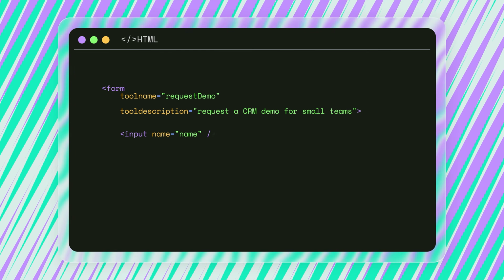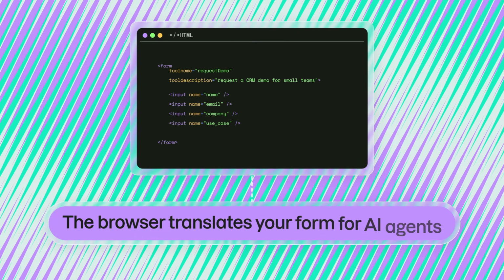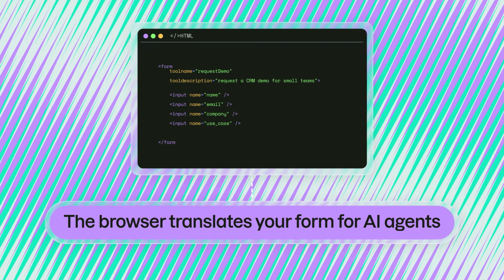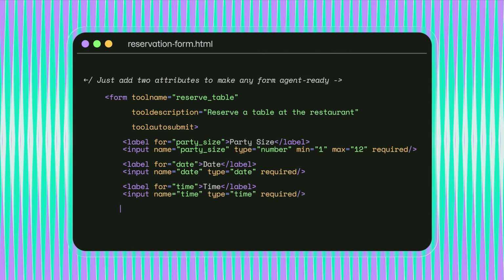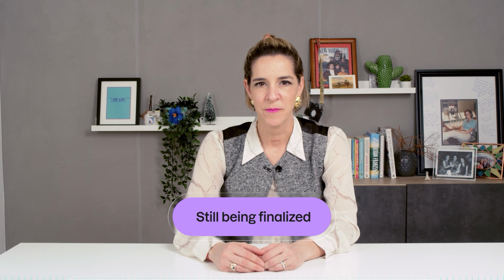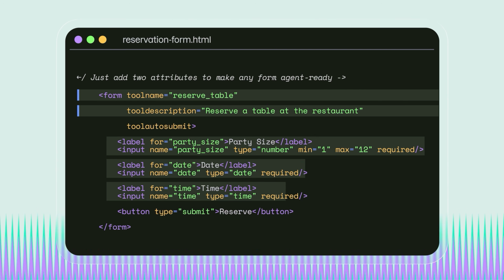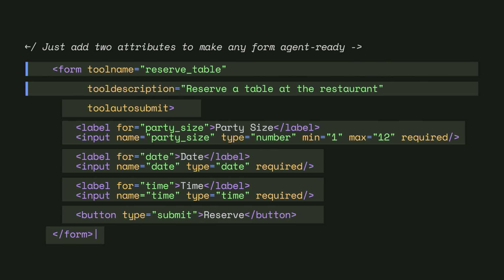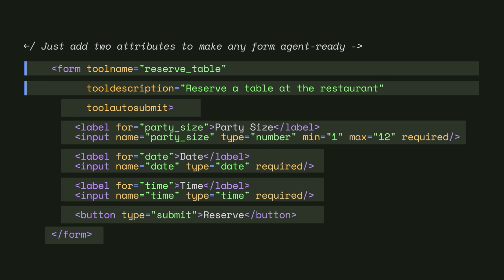In practice, you add 2 attributes to an existing HTML form, a tool name and a short description of what the form does. The browser reads your form fields and translates them into a format that agents can use directly. That demo form example from earlier, that's what this looks like in practice. You're not building anything new, you're just adding labels to forms you already have so agents know what they're for. This part of the spec is still being finalized, but the core idea is simple. If your forms are clean and clearly labeled, agents will be able to use them without a major rebuild.